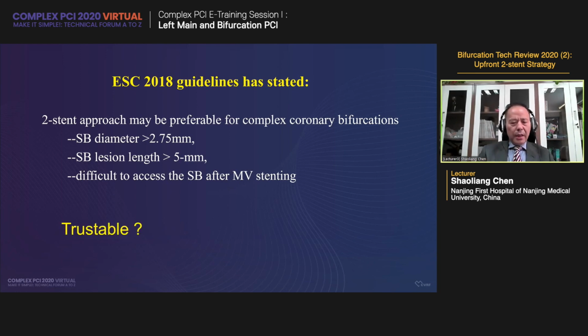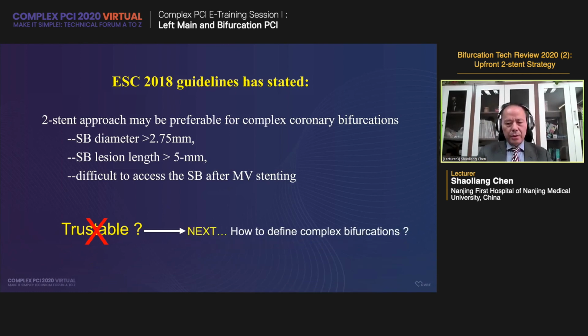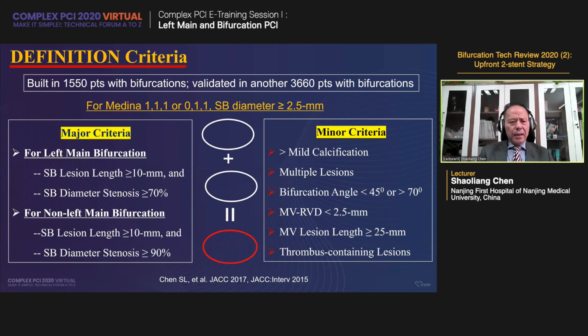But I think we have to question these criteria for differentiating complex bifurcation lesions. As a result, the next issue is how to define complex bifurcation lesions. In 2015, our group combined three databases in China, so we built the definition criteria from 1,550 patients with all kinds of bifurcation lesions. This new criteria was validated in another group of 3,660 patients, also with different kinds of bifurcation lesions.